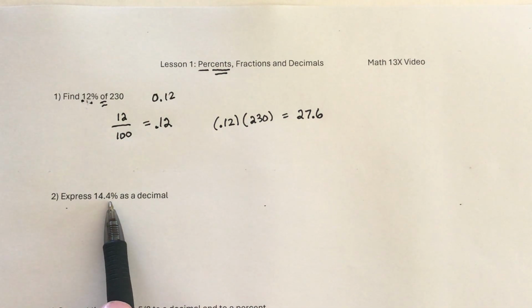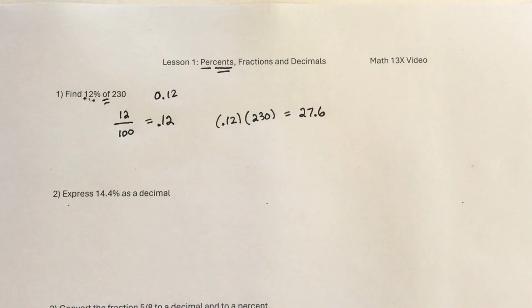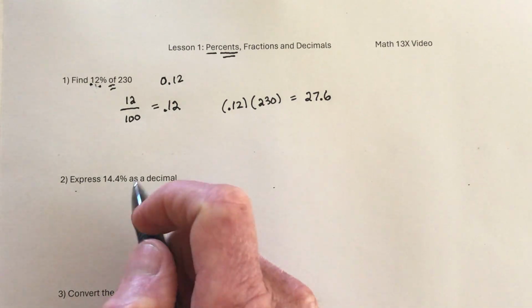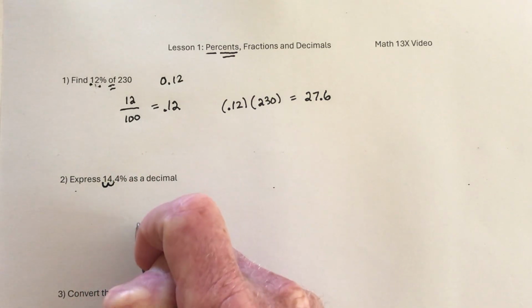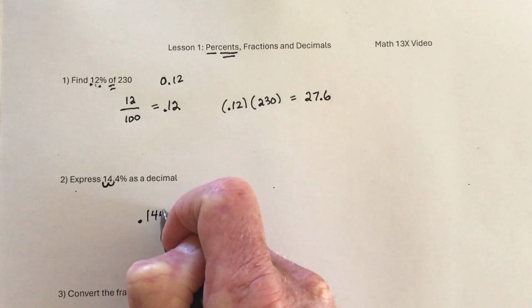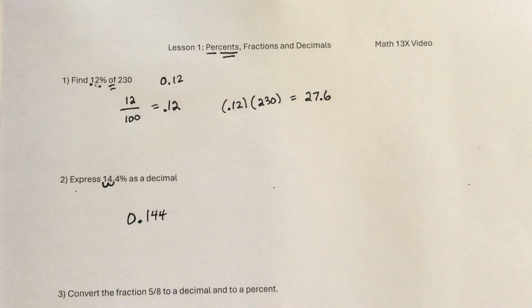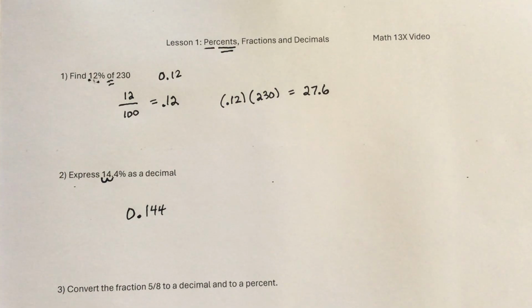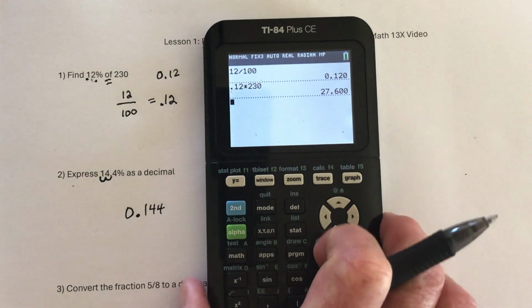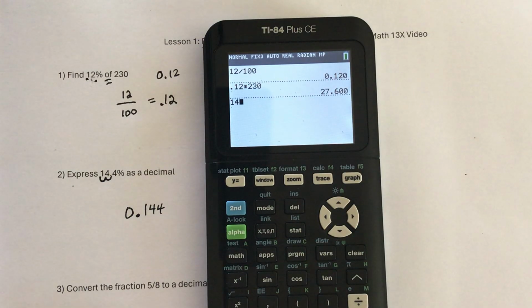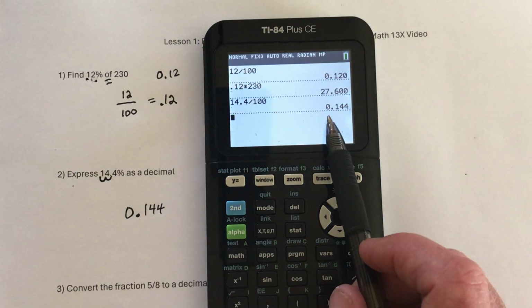Next up, express this as a decimal. Well, as I just said, one way to do it is you can take the decimal, move it 2 places to the left, and so this would be 0.144. And if you want to put the 0 in front, you can do that. It means the same thing. Or of course, we could also use the calculator and take the 14.4. Again, percent means per 100, so divide by 100, and then we get the same answer. The calculator likes to put the 0 in front.